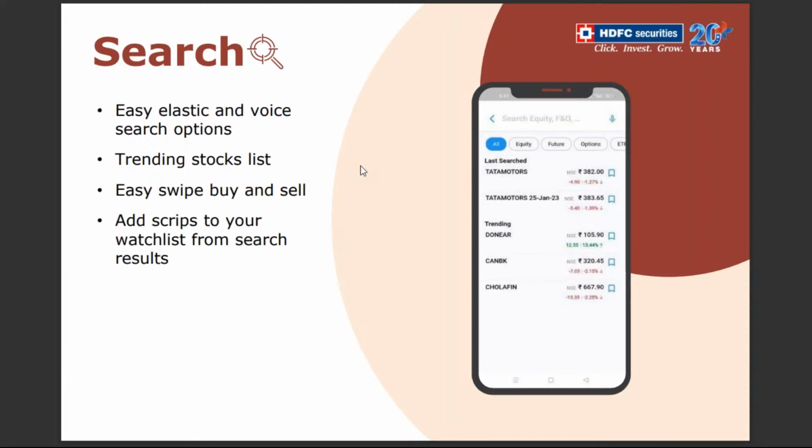And you can give instructions through voice also. By clicking the mic option, you can speak and search for the particular script. So not only typing, we are giving this voice option to search for a particular stock on the search page. You can find the script and see the trending stocks list for the particular day. If you want to buy or sell, you can do that with a swipe. And you can add the script to the watch list, which will be easier for the customer.